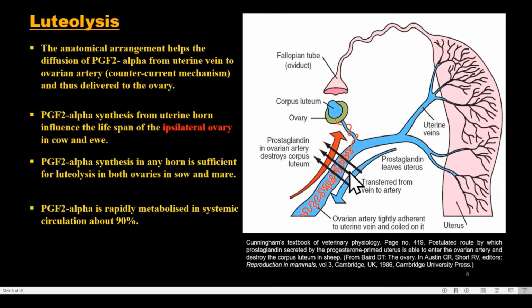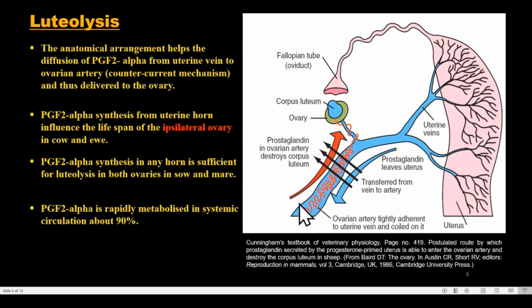And this diffusion process, we can also call a countercurrent mechanism. This is how it occurs. It is very important: from the uterus through the vein, then it comes to the artery, then it is delivered to the ovary for the destruction of the corpus luteum. So that is very important for degeneration of the corpus luteum.